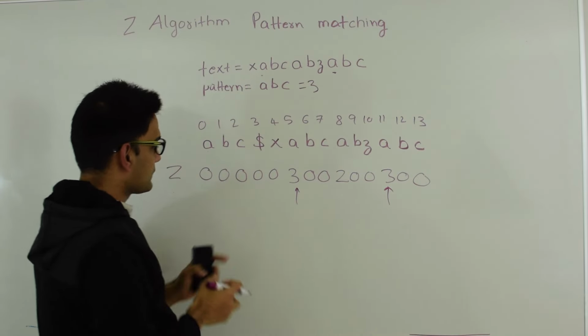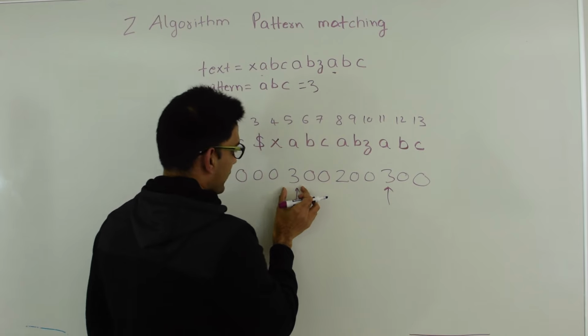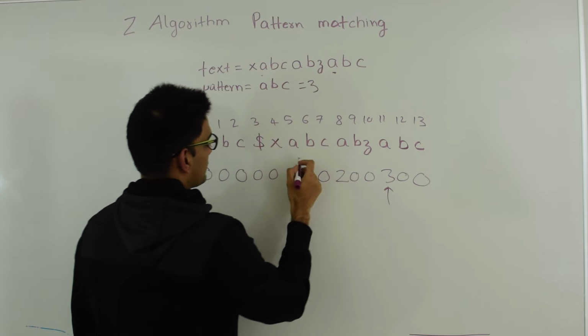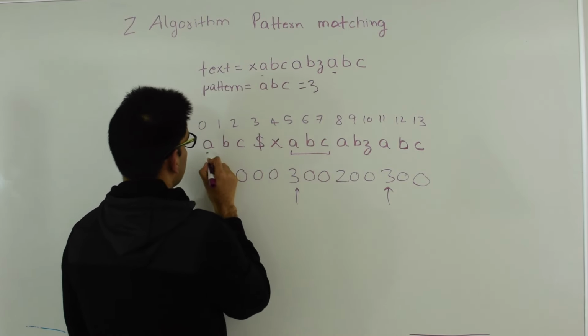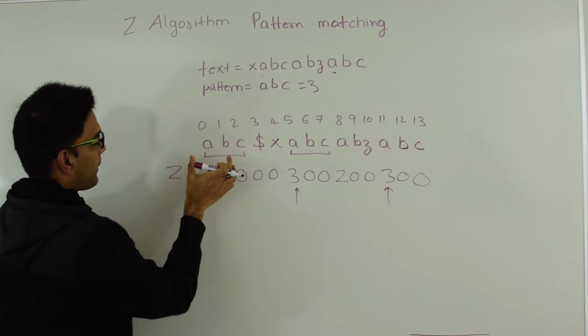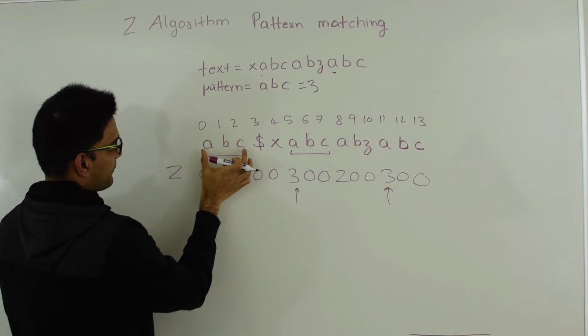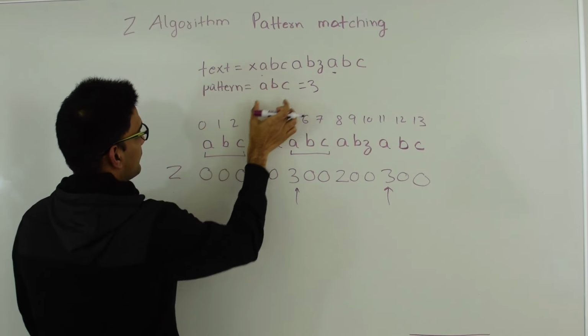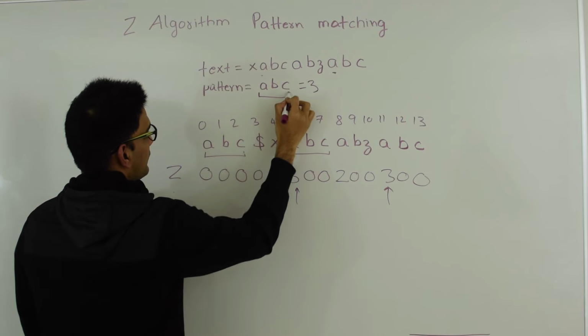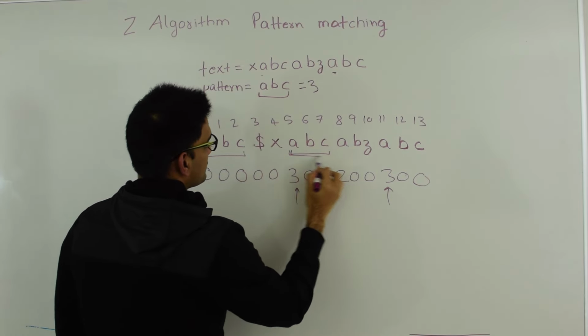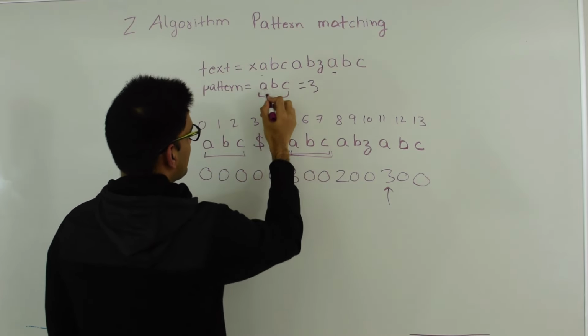Why? Because at this position there is a substring of length 3 which is also the prefix. So this 3 is same as this 3. Also I know that my prefix is here, and it is my pattern. And so this 3 here must be a match with this 3, which is why this pattern exists at this position.